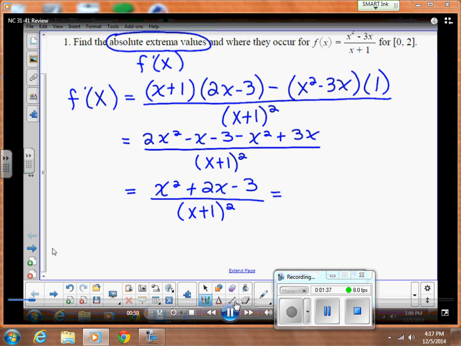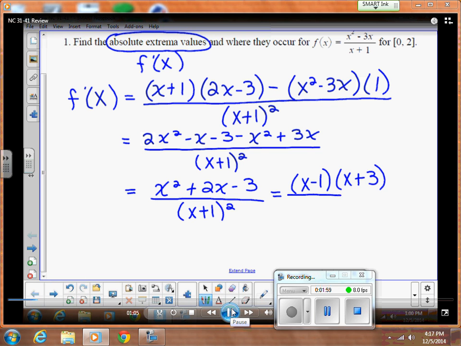Now, this is my first derivative. Now, when we are trying to find the absolute extreme values, we need to work with the first derivative equal to 0. We need to find where the critical numbers are occurring. Because remember, where critical numbers are, that's a horizontal tangent where there's a possible max or min. Okay?